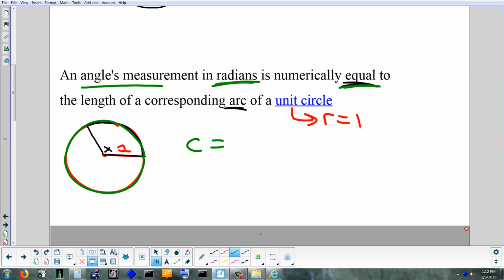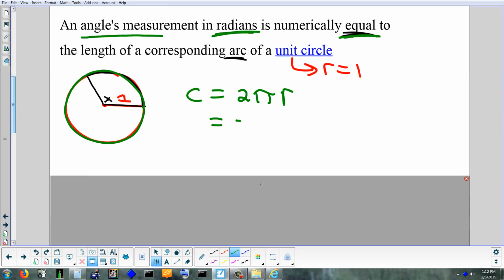Pi r. R, yes. The circumference is 2 pi r. So, there's your geometry. There's the circumference. Now, we're working with a very special circle. We already know something about it. It's a unit circle. What does that mean? You know the radius? How big is the radius in a unit circle? 1. So the circumference is 2 pi times 1.